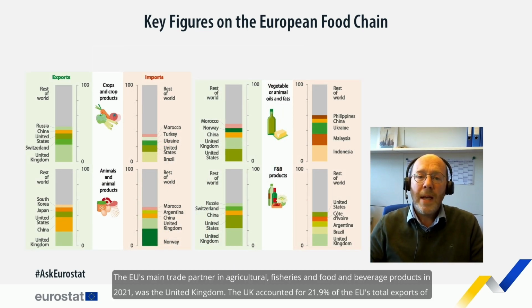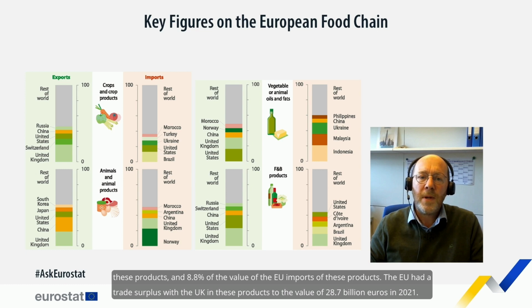The EU's main trade partner in agricultural, fisheries and food and beverage products in 2021 was the United Kingdom. The UK accounted for 21.9% of the EU's total exports of these products and 8.8% of the value of the EU's imports of these products. The EU had a trade surplus with the UK in these products to the value of 28.7 billion euros in 2021.